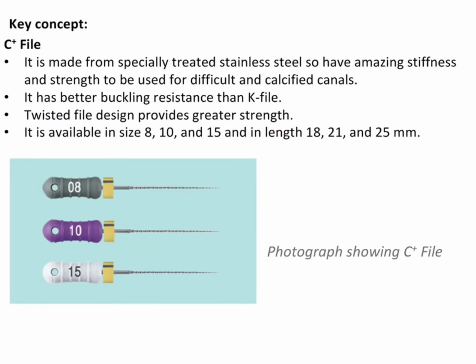Now see here, these images are showing C plus files, number 8, number 10, number 15, and they are available in lengths 18, 21 and 25 mm. Important points about these: greater buckling resistance than K files, and amazing stiffness and strength, so that they can be used for difficult and calcified canals.